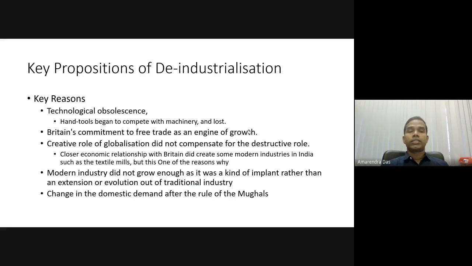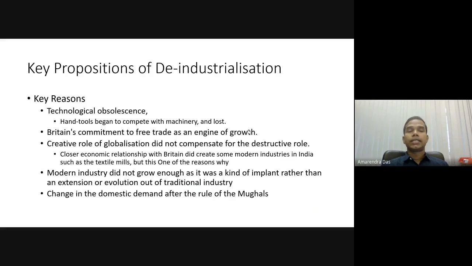Then modern industry could not grow in India. That happened because it was implanted rather than emerging as an extension or evolution of the traditional industry. Whenever industrialization evolves automatically, it will sustain, because people know how to compete, and it has come out of their own interest. But the modern industrialization in India came from the UK; it was implanted in India, and it was not an extension or evolution of the traditional industry. That is how modern industry could not prosper fast.